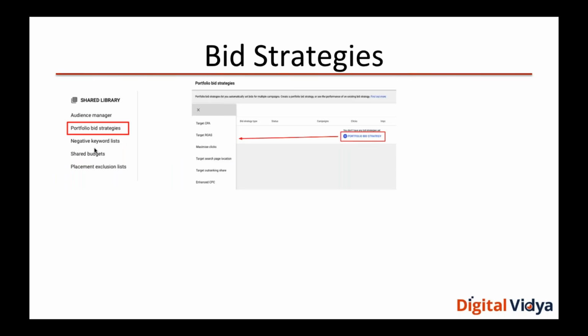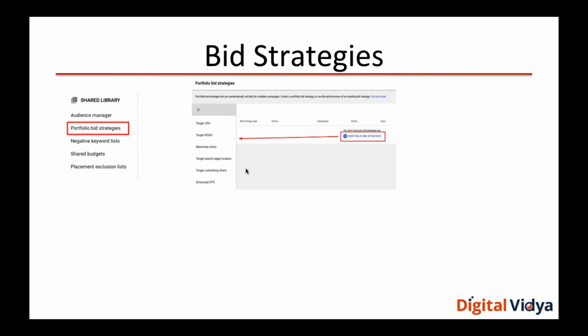So let us look at the bid strategies. Again, in the shared library section, which I talked about earlier, you will see something called a portfolio bid strategy option. Have you all seen that? When you click on this portfolio bid strategy option in the shared library, you will see the screen that you're seeing on this screenshot, where you can create a new portfolio bid strategy.